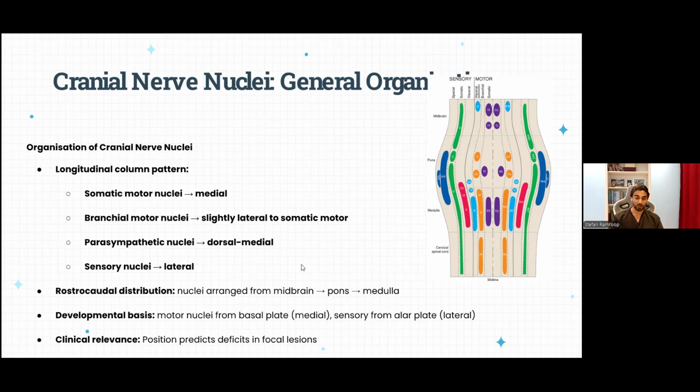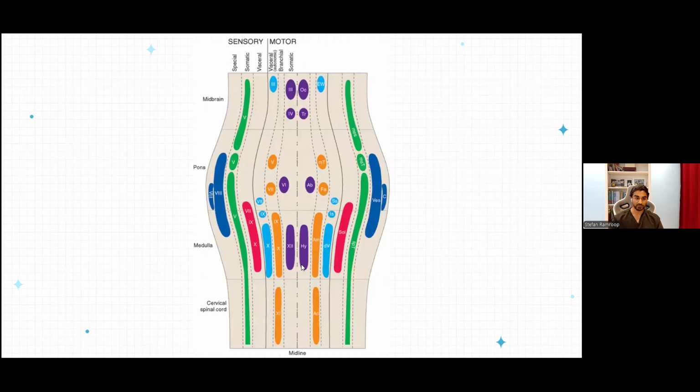And this columnar organization is consistent throughout the entire brainstem. And this is just a bit of a one-depth look of the diagram itself. So you can see the sensory more lateral and the medial ones more medial. And this correlates with how it develops embryologically.